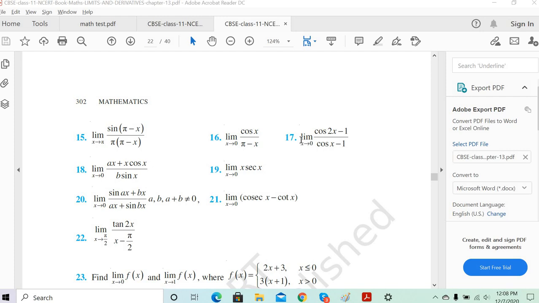Understood? Got it? I didn't get that part. Okay. What is the cos 2x formula? Cos 2x formula is cos square x minus sin square x, right? Then cos square x changed to 1 minus sin square x. So it will become 1 minus 2 sin square x. So 1 minus 2 sin square x in the numerator, and 1 will get cancelled. So it will be sin square x.